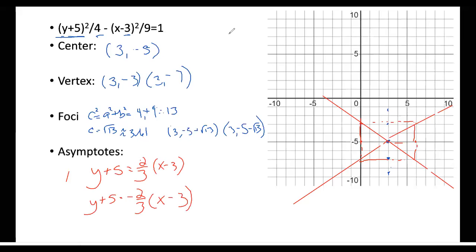Okay. So the final step is that we can draw this hyperbola, and again we start at our foci and we approach our vertices and we approach our asymptotes.